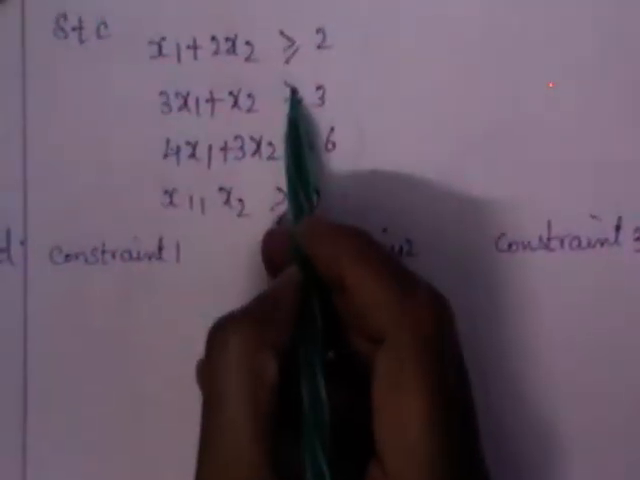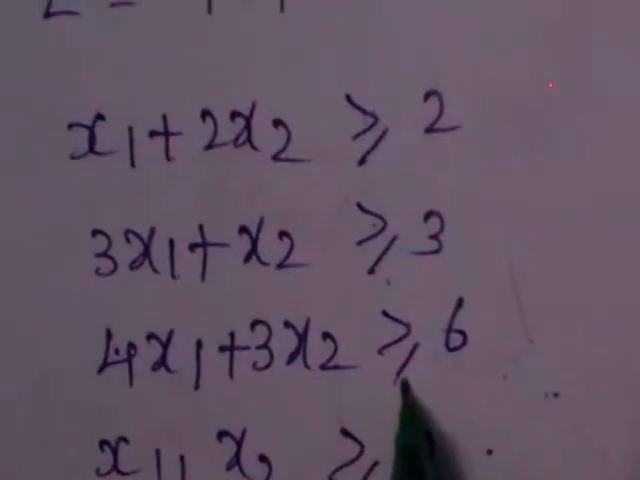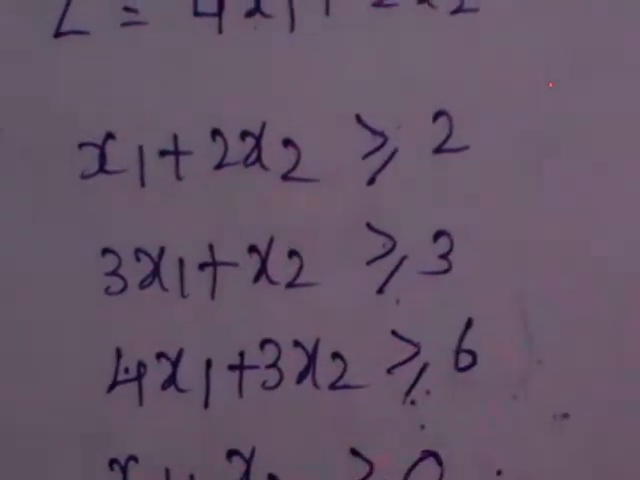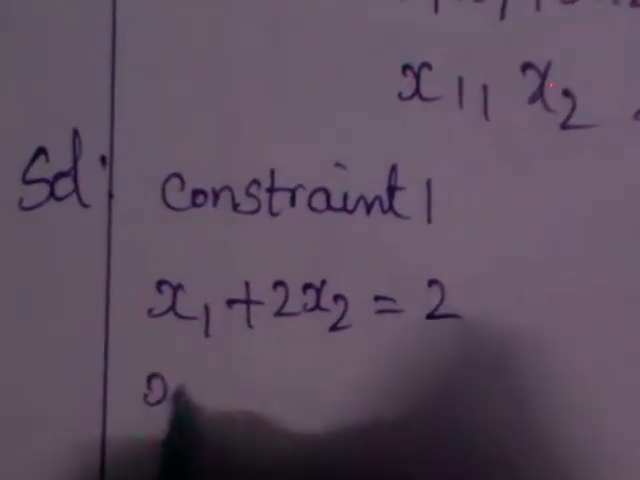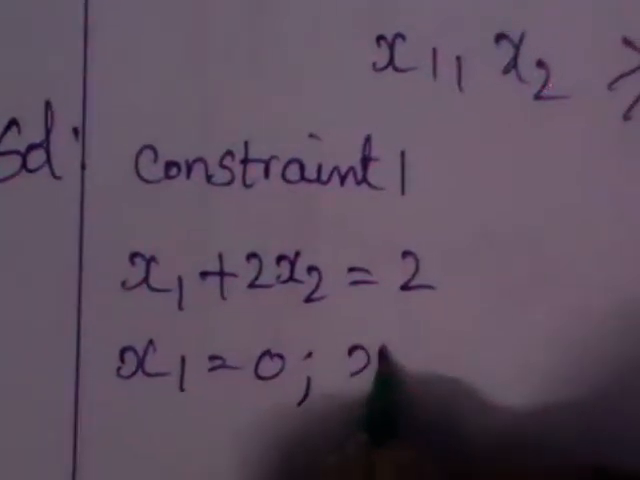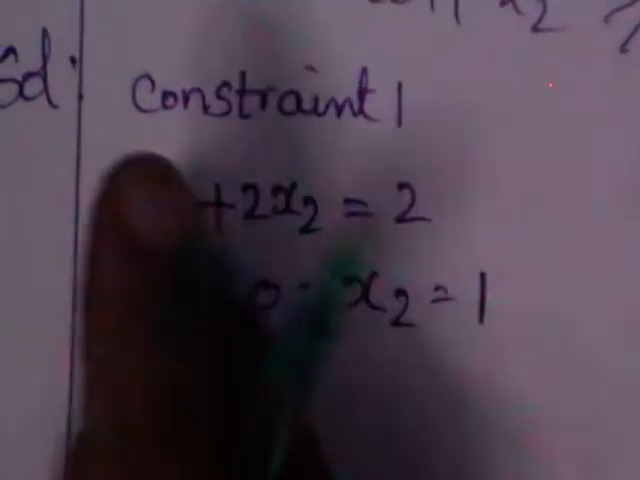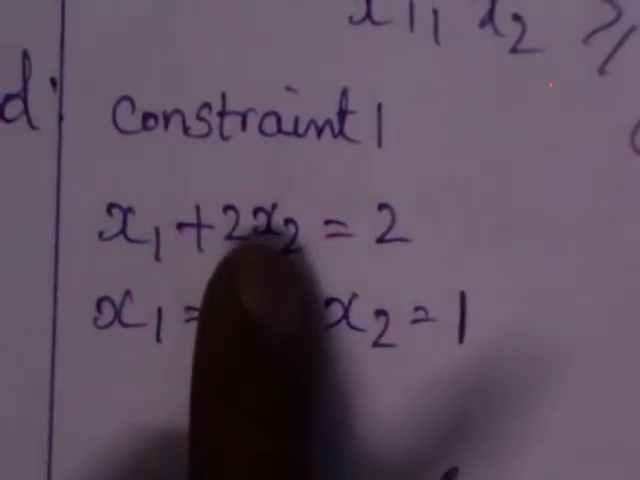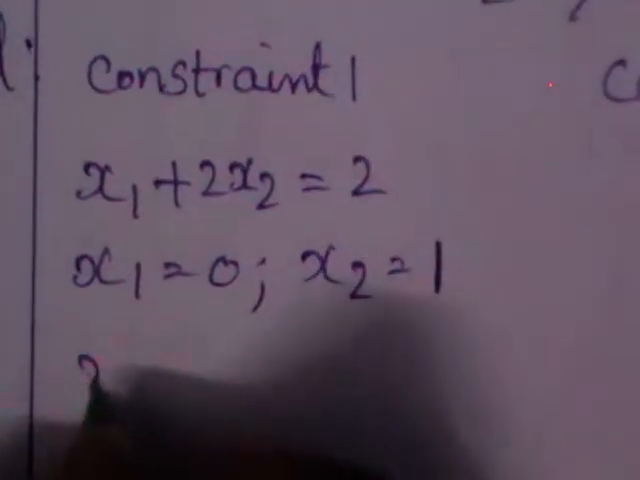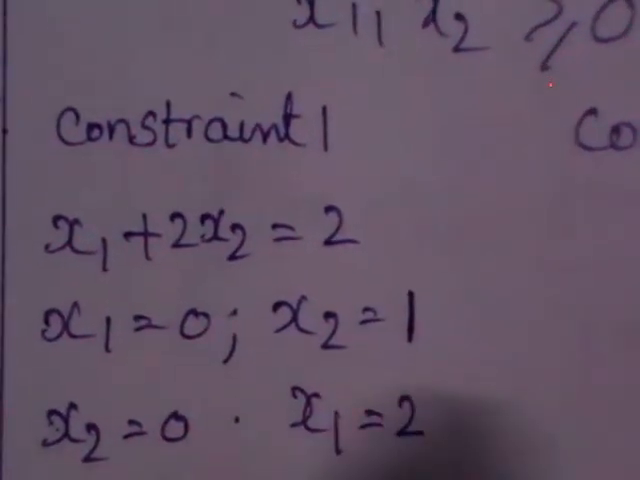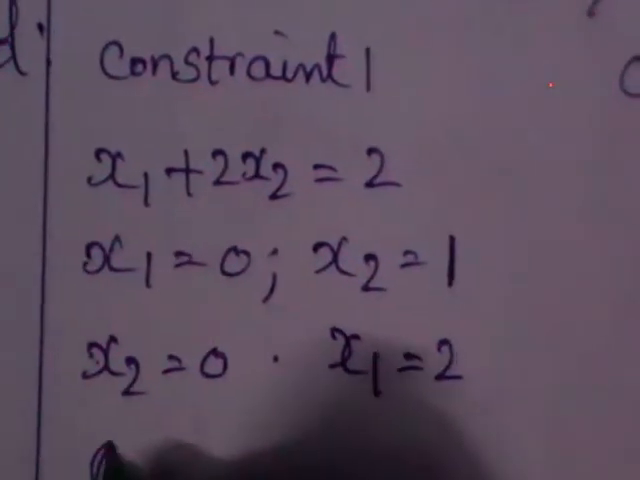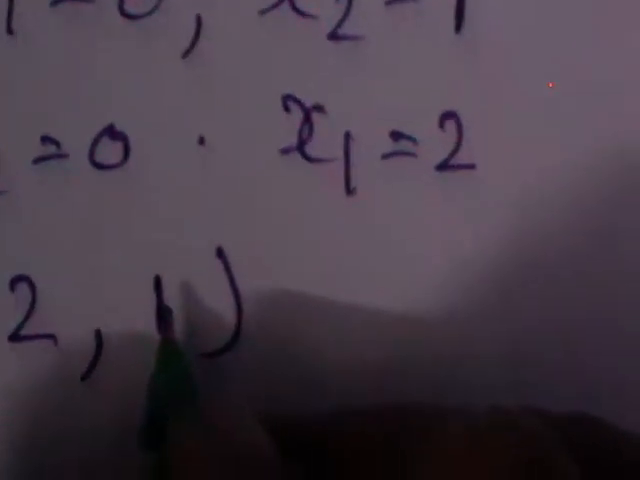So whether it is less than or greater than or equal to type, first you find the ordered pairs by considering each constraint as an equation. So this is an equation. If you put x1 is equal to 0, you will get 2x2 is equal to 2, which implies x2 is equal to 1. If you put x2 is equal to 0, you will get x1 is equal to 2. So by putting one of the variables as 0, you can find the other one. What is the ordered pair here? The first ordered pair is nothing but 2 comma 1.